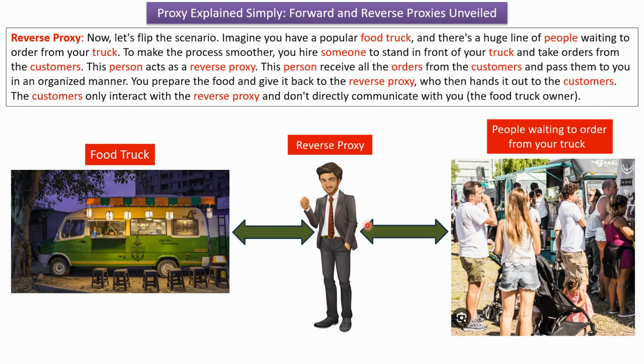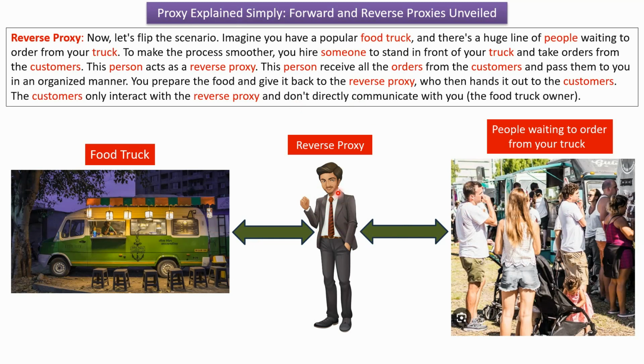This person receives all orders from the customers and passes them to you in an organized manner. You prepare the food and give it back to this particular person, who then hands it out to the customers. The customers only interact with this particular person and don't directly communicate with you, and this person acts as a reverse proxy.